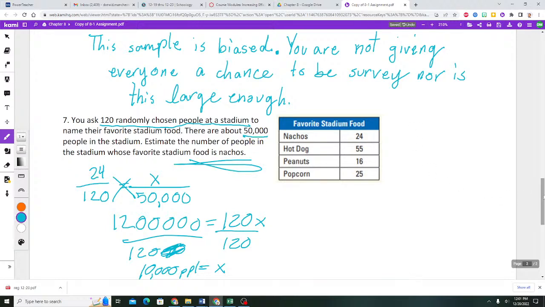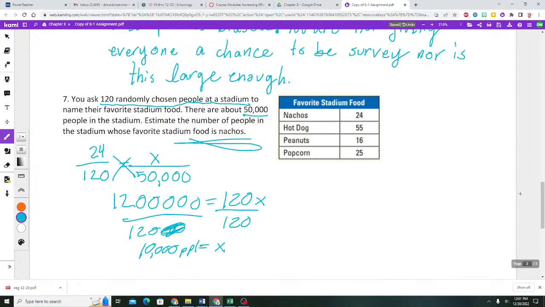So these are those 7 problems. Hopefully this helps you understand them better. Thank you.